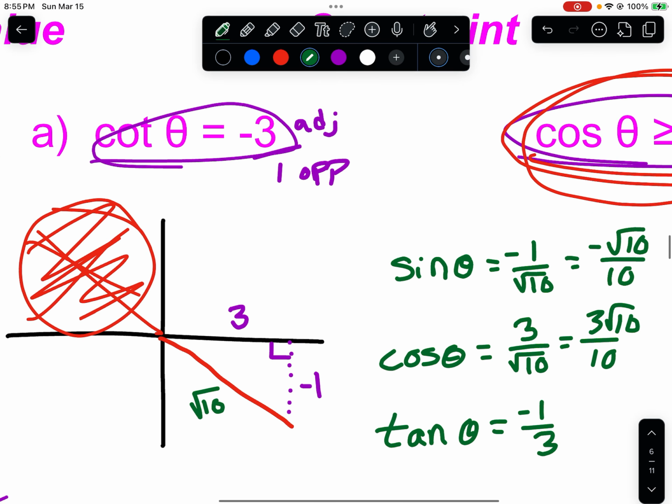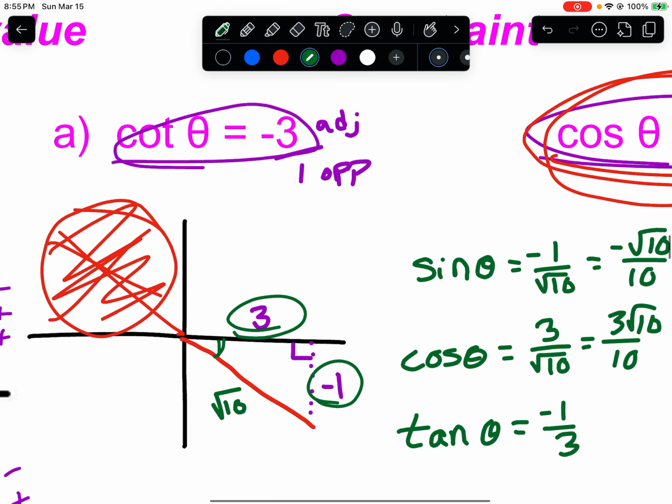And then once we've got that, we can label our sides. Our cotangent is adjacent over opposite, so that means our adjacent has to be the 3, our opposite has to be the 1, because we're talking about this angle right here.